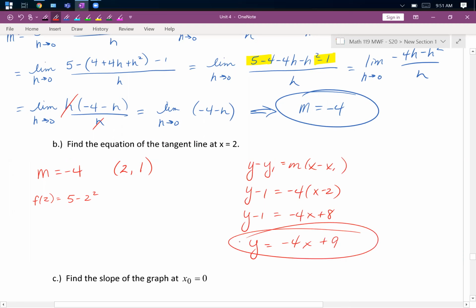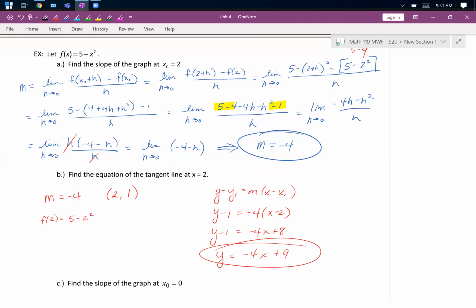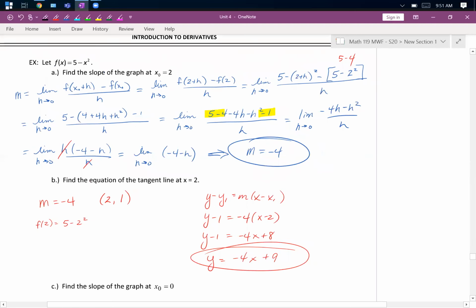Questions, anybody? All right, well then I'm going to let you guys do parts C and D. It's the exact same thing, except this time we're finding the slope and the equation of the tangent line at x sub 0 equals 0. I'll bring you guys out into rooms.